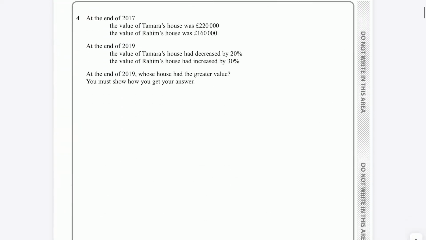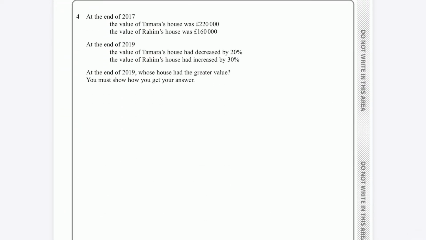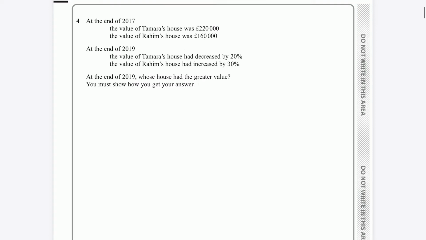Moving on to question 4. So we've got 2 houses. Tamara's house is 220,000, Raheem's house is 160,000 in 2017, and in 2019, Tamara's house value decreased by 20%, Raheem's house had increased by 30%. Okay, whose house had greater value? So let's start with Tamara, and we want to work out 20% of 220,000, work out 20% and subtract it.